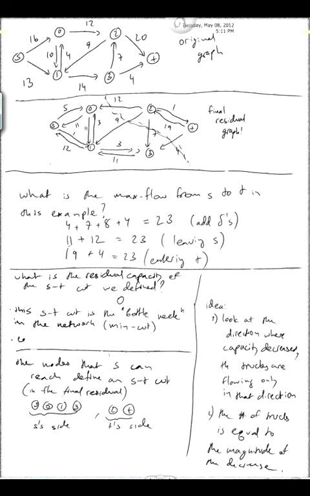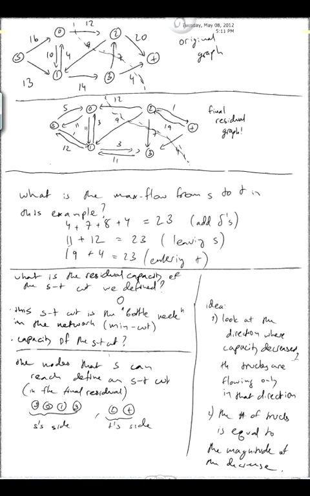So what is the capacity of the S-T cut we defined? Well, its capacity, since it's the minimum cut, had better be equal to the maximum flow value, because we know that the capacity of the minimum cut has to be equal to the maximum flow value because these two problems are duals of each other. So let's check if that's true.